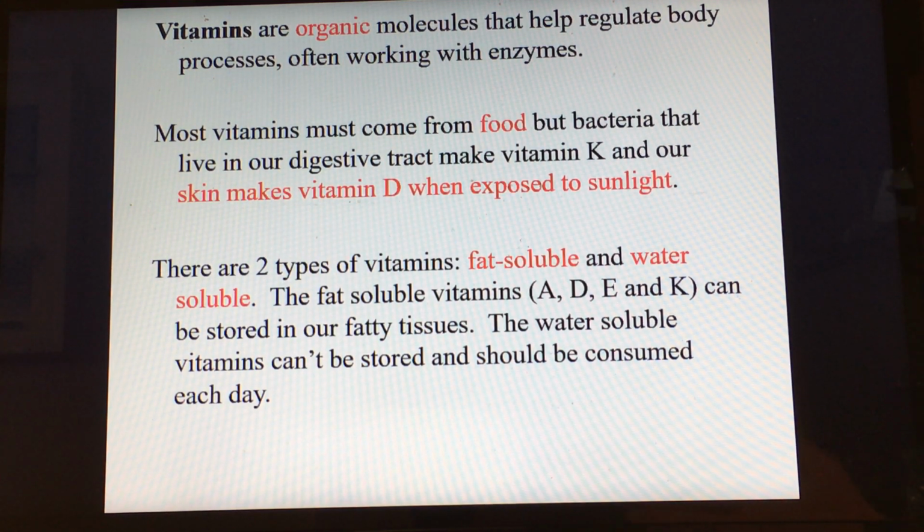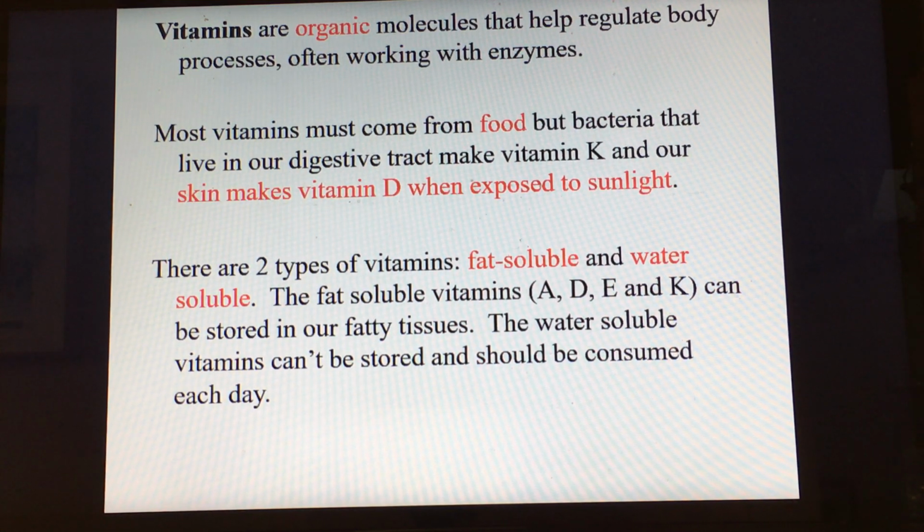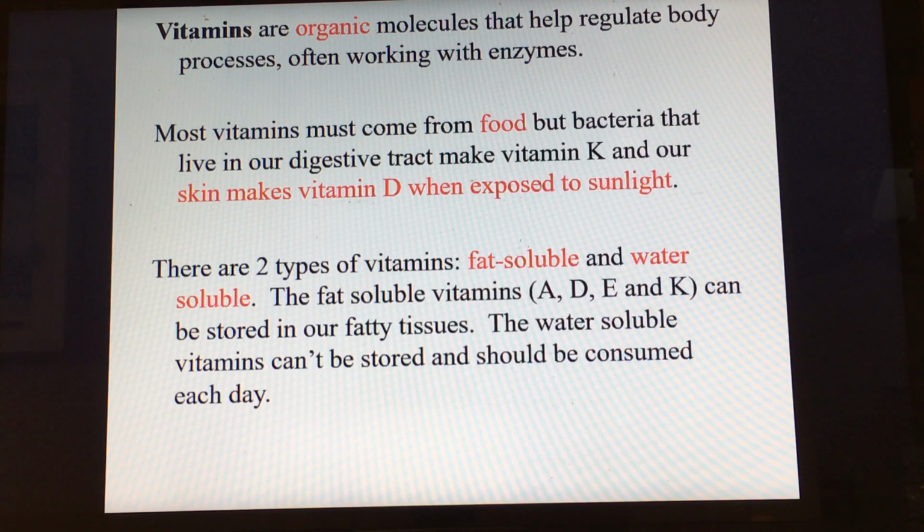There are two categories of vitamins, fat soluble and water soluble. Fat soluble vitamins like vitamin A, D, E, and vitamin K can be stored in our fatty tissues, but the water soluble vitamins can't be stored, and we need to eat them every day. In addition, when we are eating foods that have fat soluble vitamins, it's important also to be eating fat with that meal. So, those fat-free salad dressings are actually not good for us because they keep us from being able to absorb all of the nutrients in that salad. So we do want to have at least a little bit of fat with that salad.